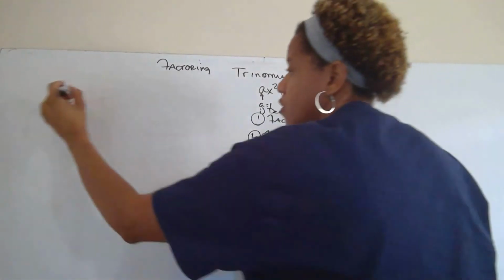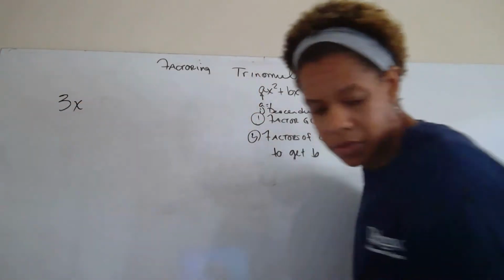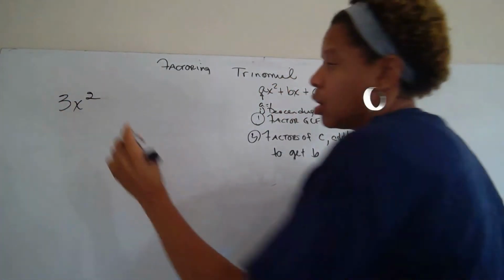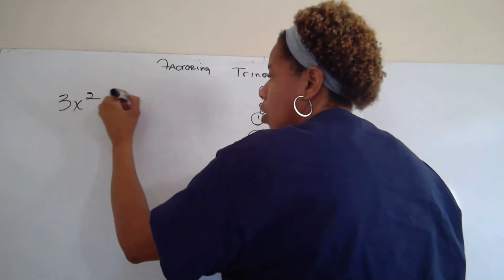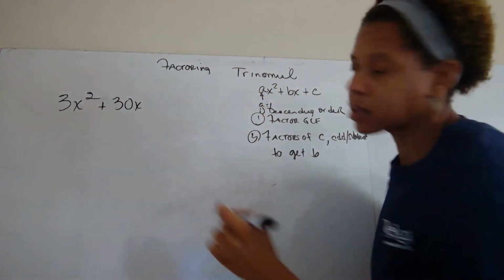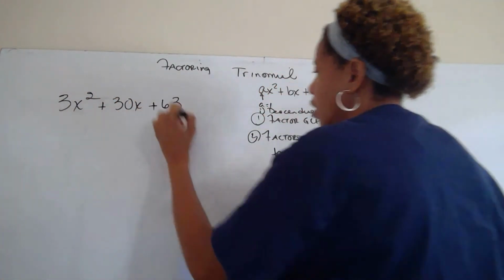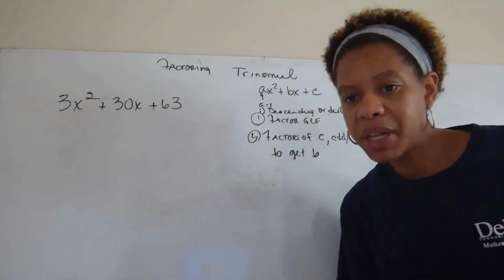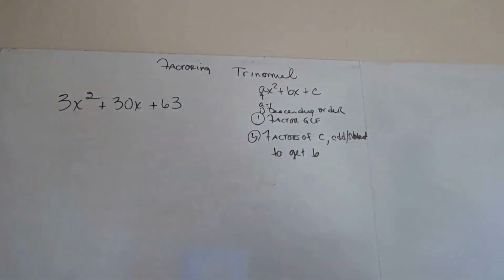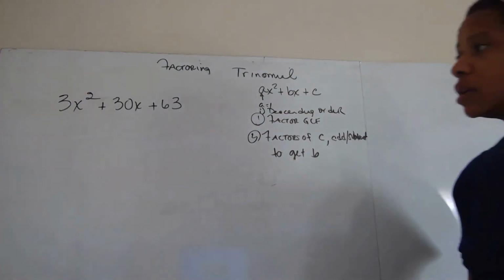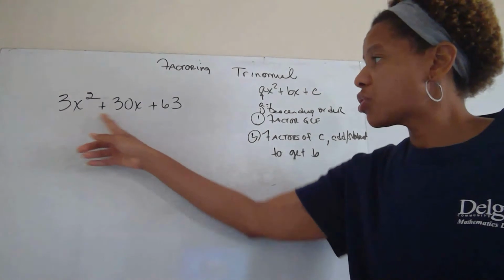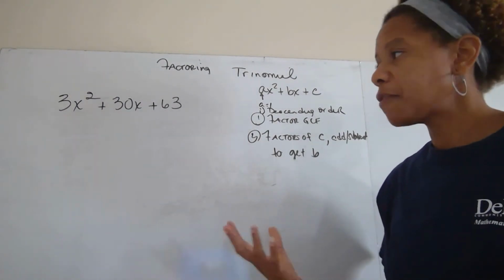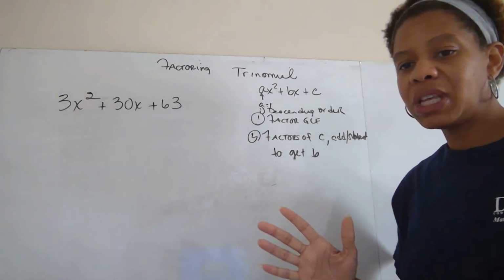Let's look at this. 3x squared plus 30x plus 63. So 3x squared plus 30x plus 63. So we're factoring this. It's in descending order. When I look at it, 3, 30, 63, there's a greatest common factor present. So I have to factor out that GCF before I do anything.